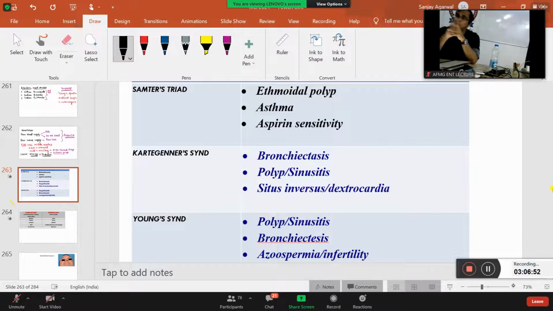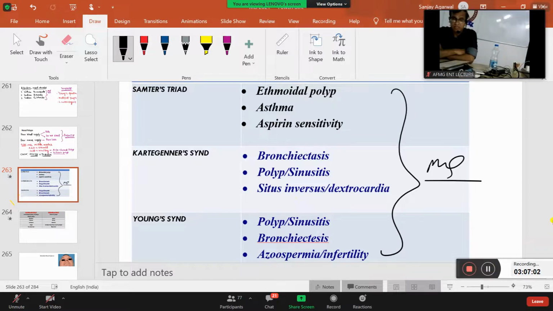The last two also have bronchiectasis in common. Second and third one, bronchiectasis is also common. Very, very important. In this one, polyp leads to dextrocardia. In Young's, polyp and azoospermia, listed as infertility.